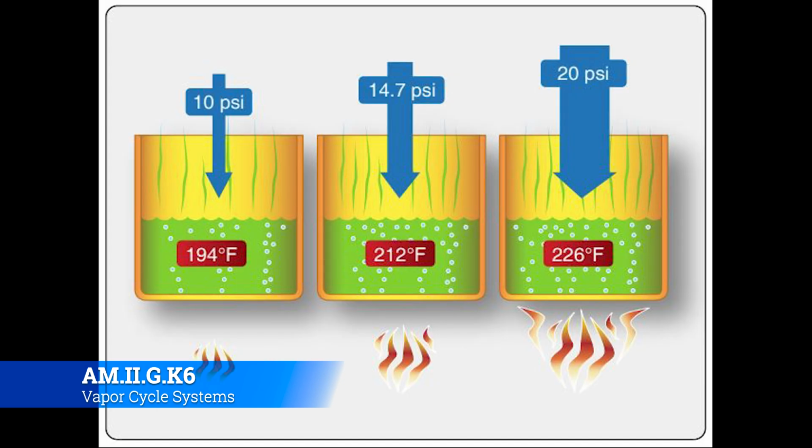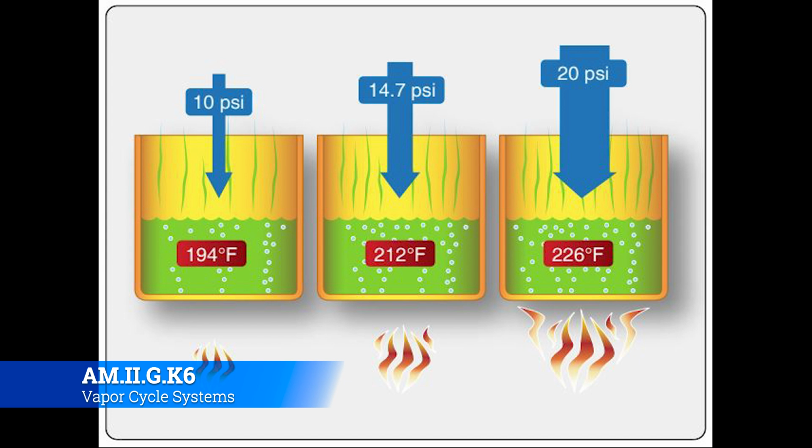Now, the temperature at which a substance changes from a liquid into a vapor when heat is added is known as its boiling point. This is the same temperature at which a vapor condenses into a liquid when heat is removed, and the boiling point of any substance varies directly with pressure. So when pressure on a liquid is increased, its boiling point increases, and when pressure on a liquid is decreased, its boiling point also decreases.